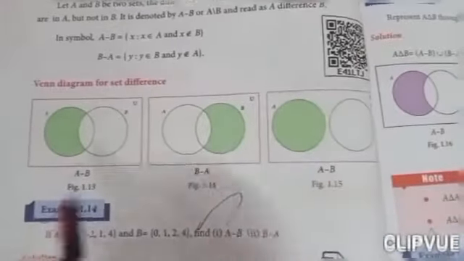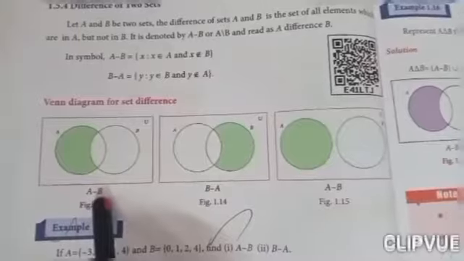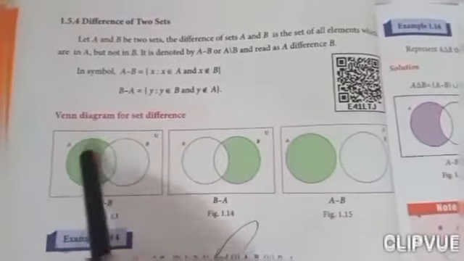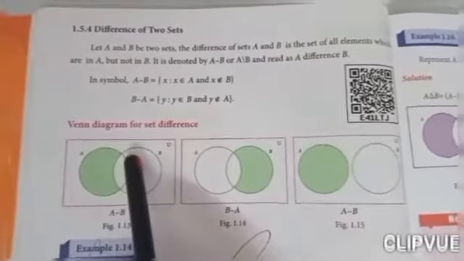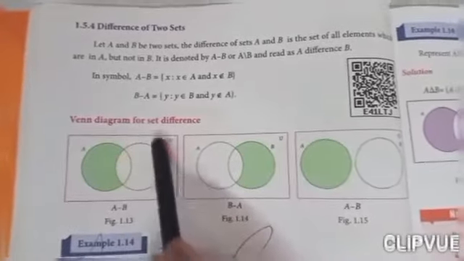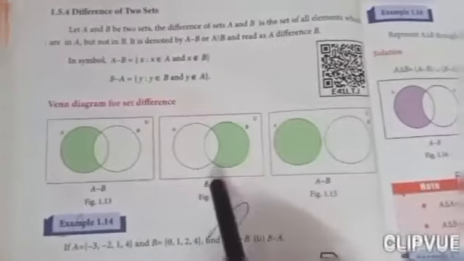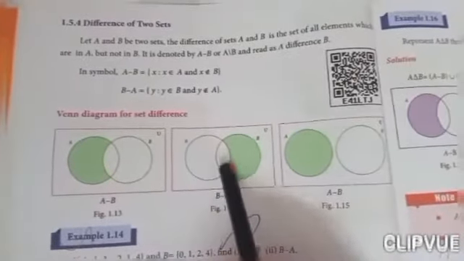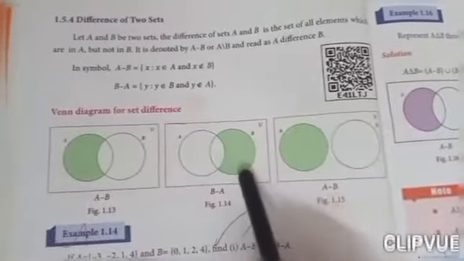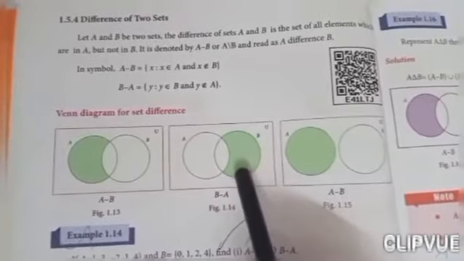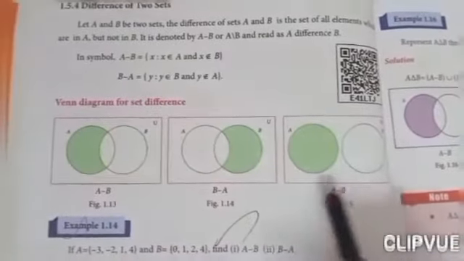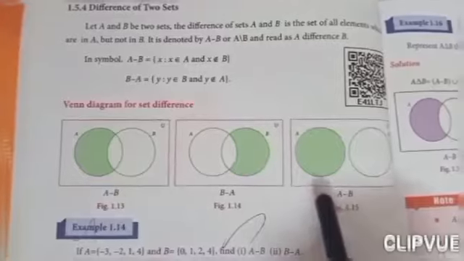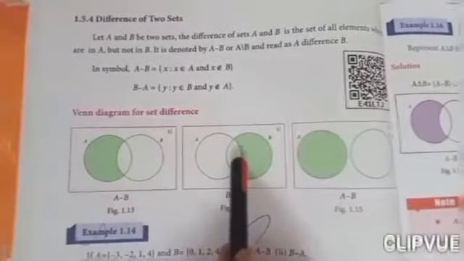So this is the diagrammatic representation, the Venn diagram, for set difference. A minus B means you have to shade set A, that means leave set B fully. For B difference A, you have to leave set A fully and shade the remaining part of set B. This is the disjoint way of representing the set difference. These two are very important. Keep them in your mind.